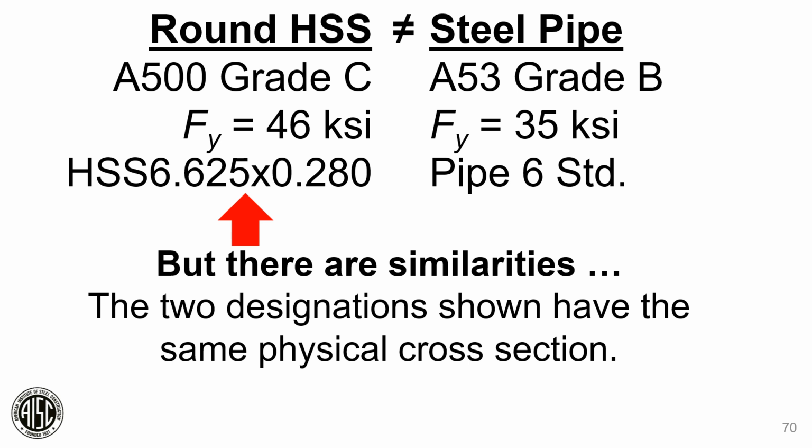So don't specify pipe, you can specify the HSS and take advantage of the added strength you're going to get over the A53 grade B steel pipe.